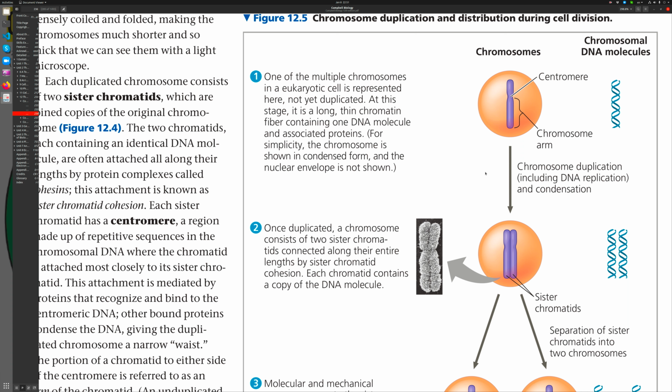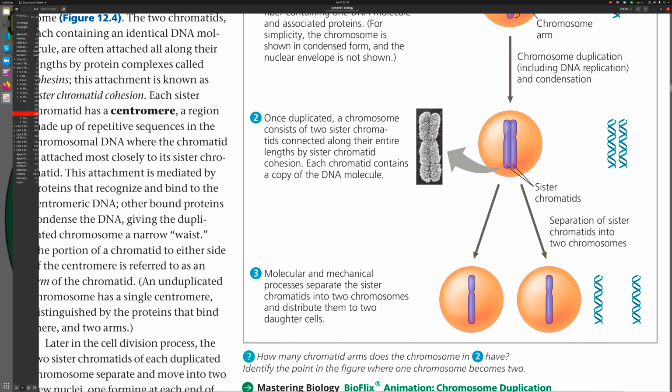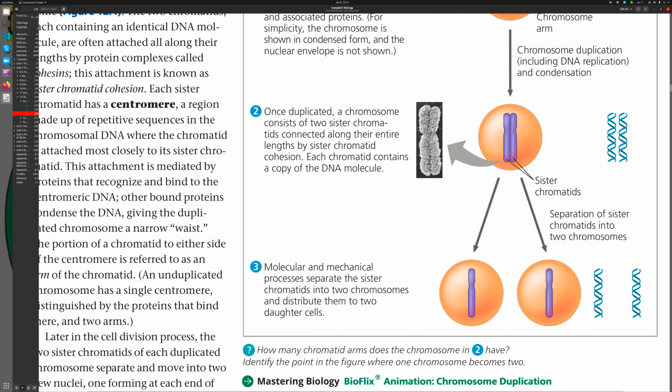And then once duplicated, that chromosome consists of two sister chromatids, and they're connected by sister chromatid cohesion, because they split apart during anaphase. So the molecular and mechanical processes during anaphase separate the sister chromatids into two chromosomes, and distribute them to their two daughter cells.